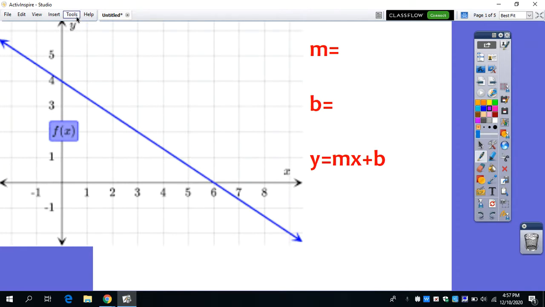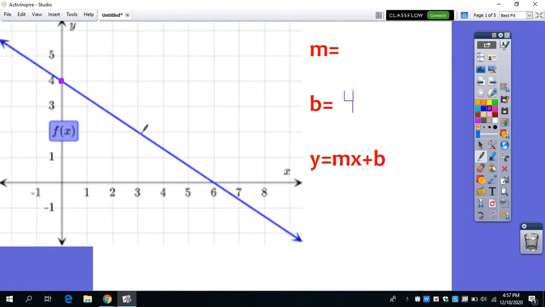So you're always looking at your y-axis right here. This is everything that's going up and down, all right? It's vertical. This is your y-axis. Wherever the line is touching on your y-axis, that is what your y-intercept is. So this right here is the point that the line is touching on the y-axis. So that means that our y-intercept is a 4.